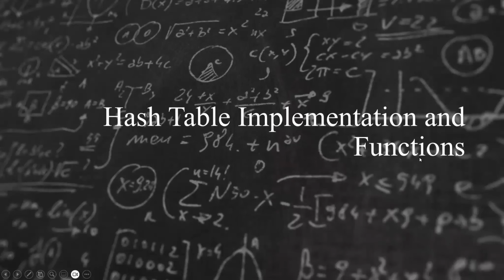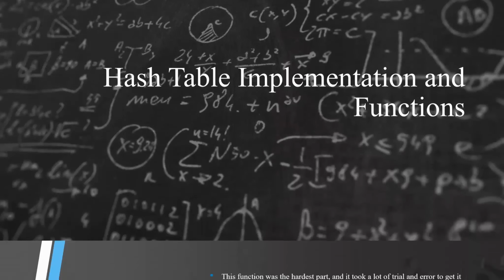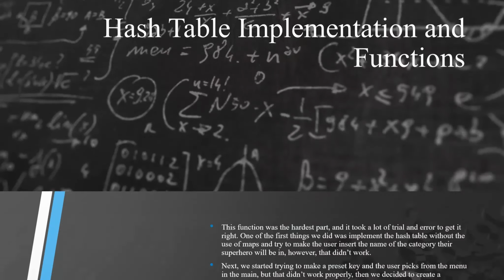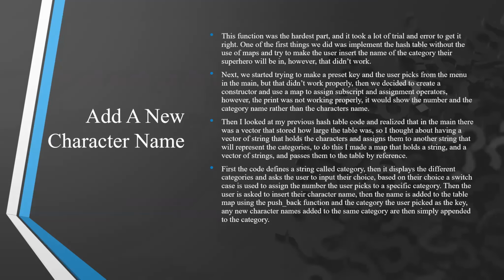Okay, so this is the hash table implementation of functions. So the first thing that we did for the hash tables was the add character name. This function was the hardest part because it took a lot of trial and error, and it was the basis for making sure that the rest of the functions worked.